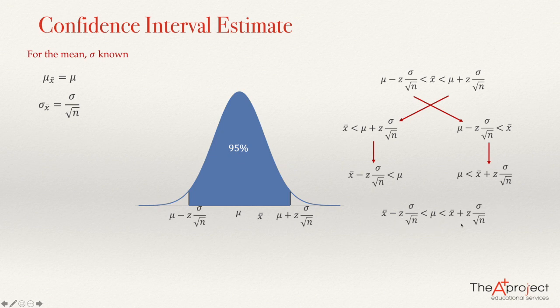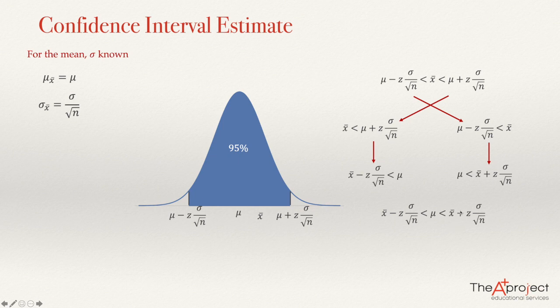Obviously, this critical value z depends on this percent here. So if this percent is 99%, the z will be different. This percent is called the level of confidence, and this z here depends on this level of confidence. So we have constructed an interval around the parameter, and this is what we do when we are constructing a confidence interval estimate.